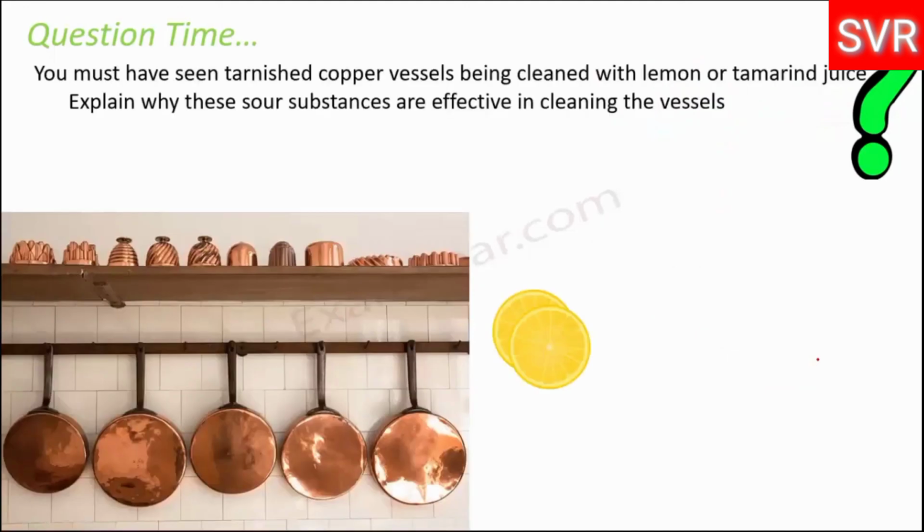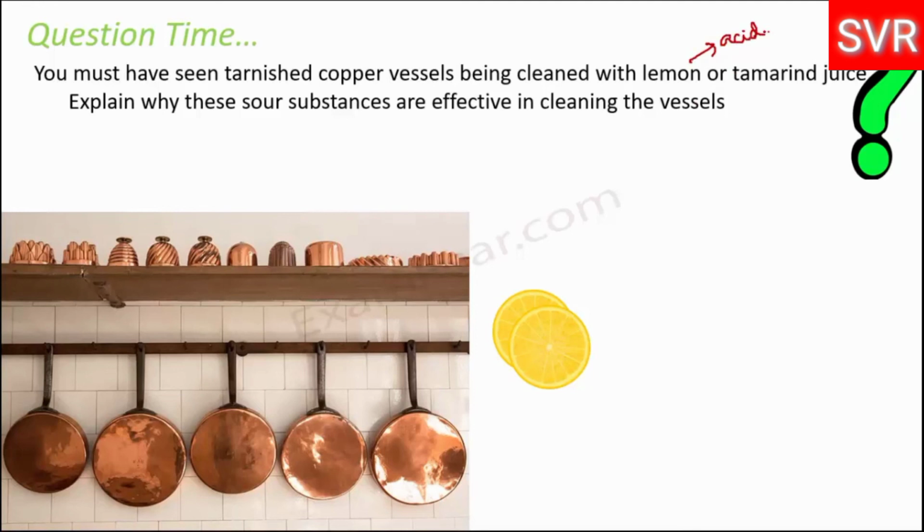Another interesting question. You must have seen tarnished copper vessels being cleaned with lemon or tamarind juice. Explain why these sour substances are effective in cleaning the vessels. I'm sure many of you would have experienced this in your house, that generally the vessels used for puja, or even in the kitchen, many times we use such copper vessels, and you would have seen your moms cleaning these vessels using lemon or tamarind juice, imli. Right? So why? That's because lemon or tamarind juice is acidic in nature, and these acids are able to clean the copper vessels very nicely.